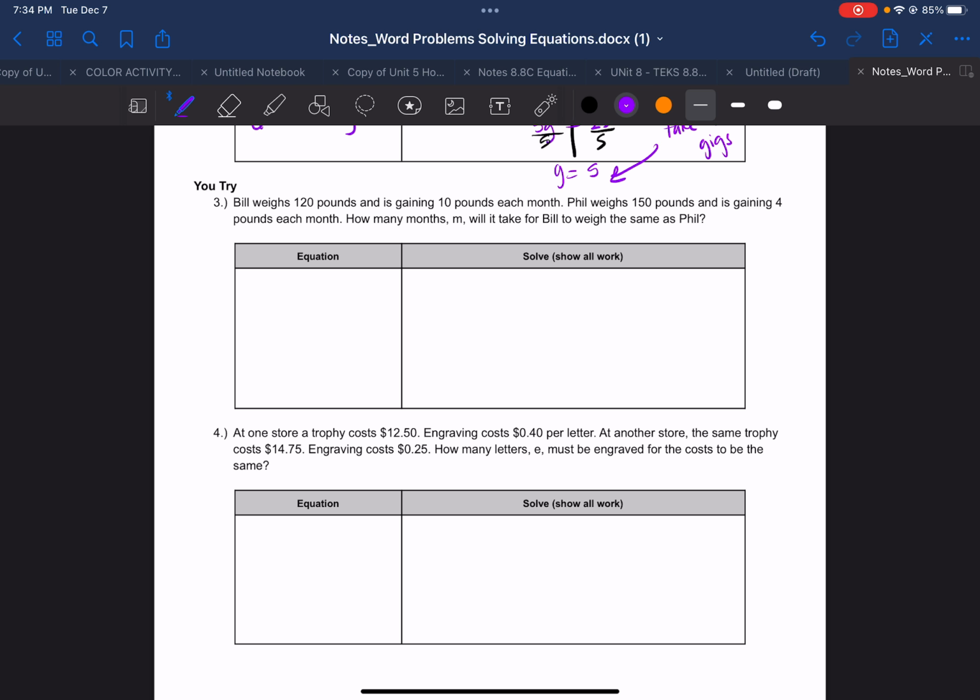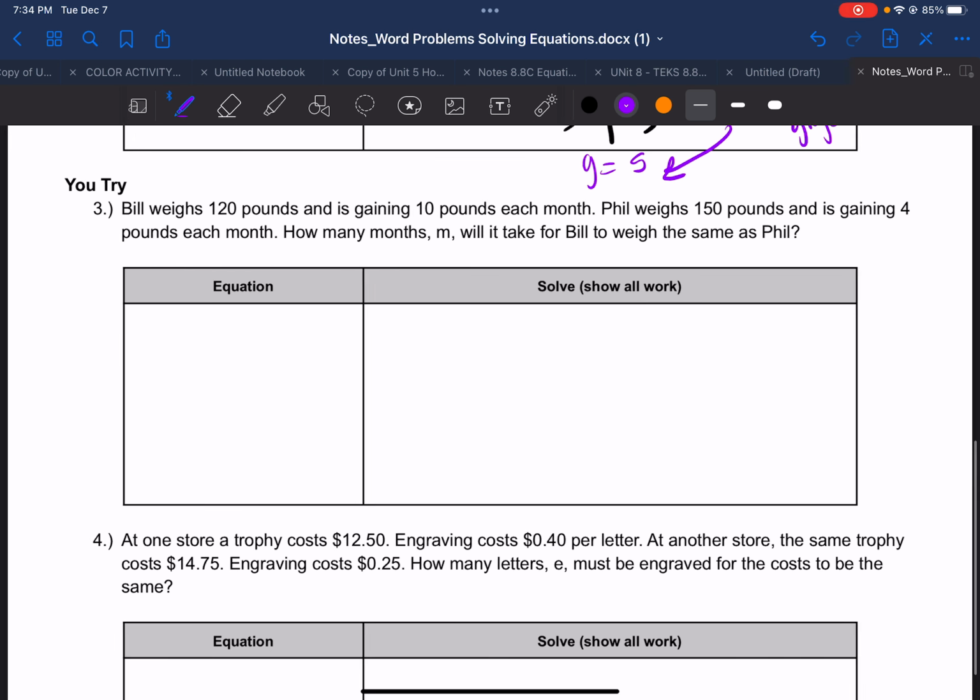So it says Bill weighs 120 pounds and is gaining 10 pounds each month. Phil weighs 150 pounds and is gaining 4 pounds each month. How many months M will it take for Bill to weigh the same as Phil? Okay, so the variable they want to use is M, not X, but we're going to use this variable.